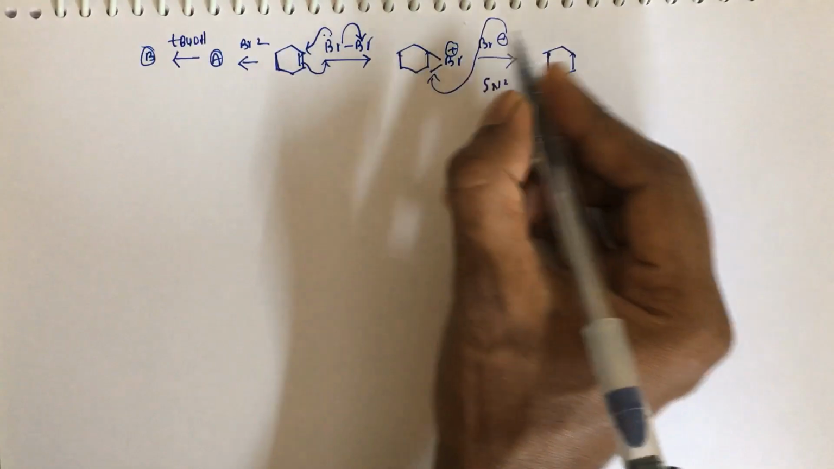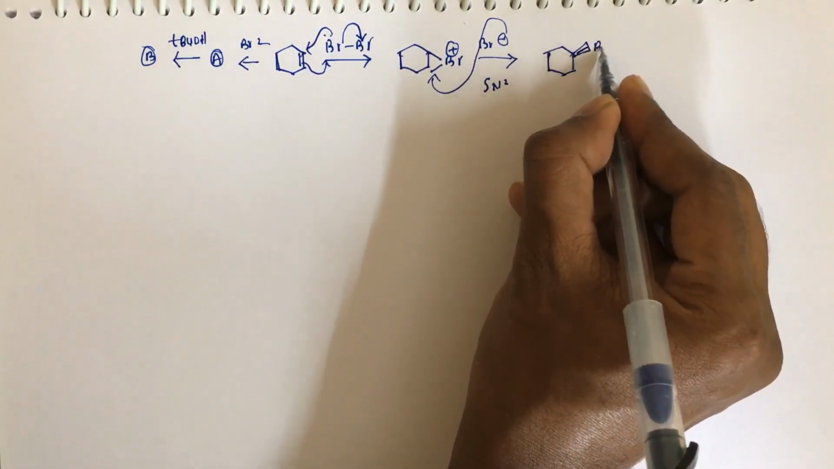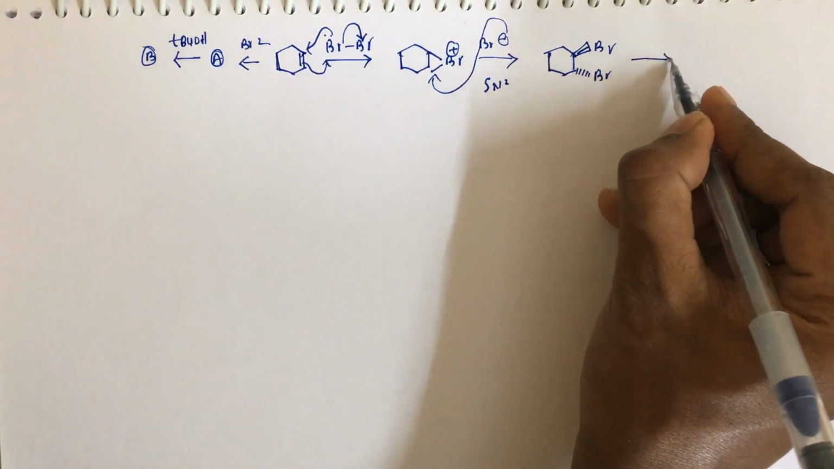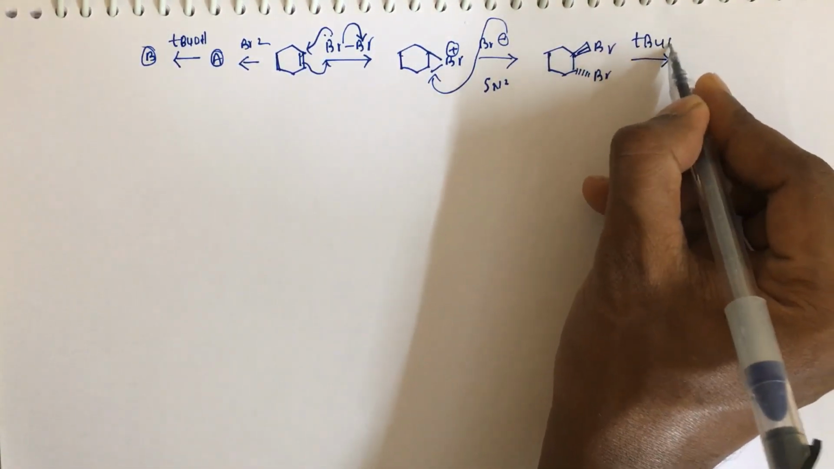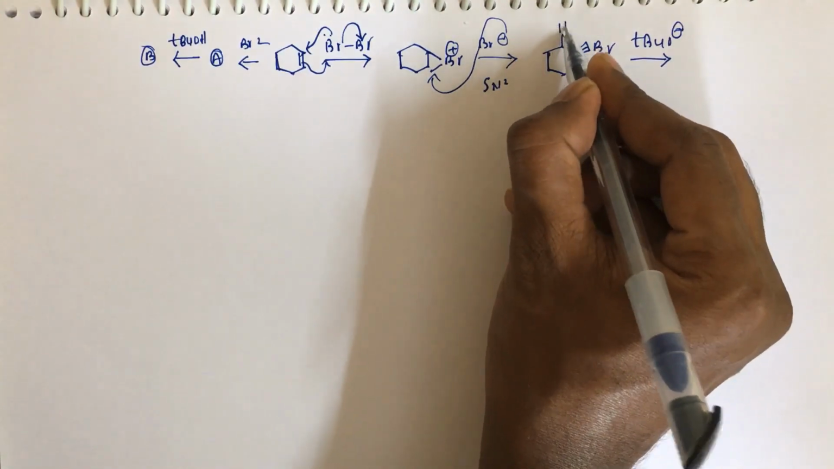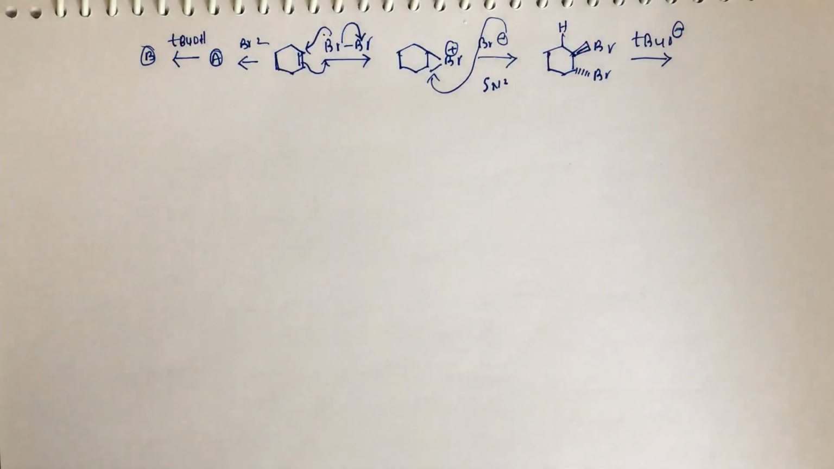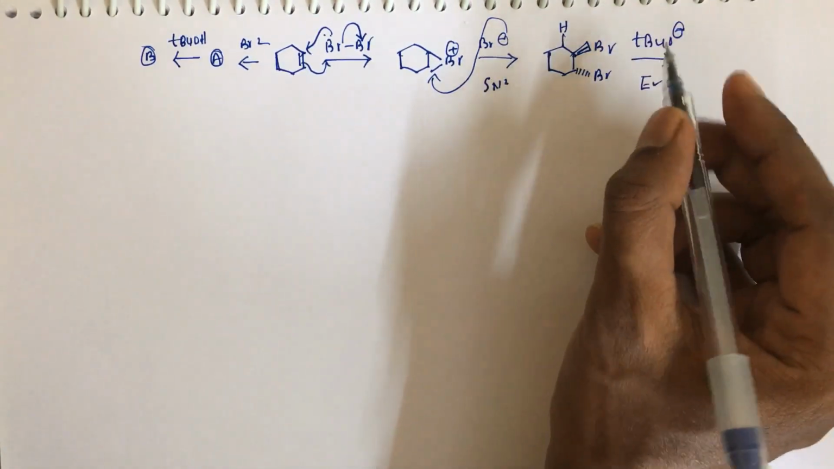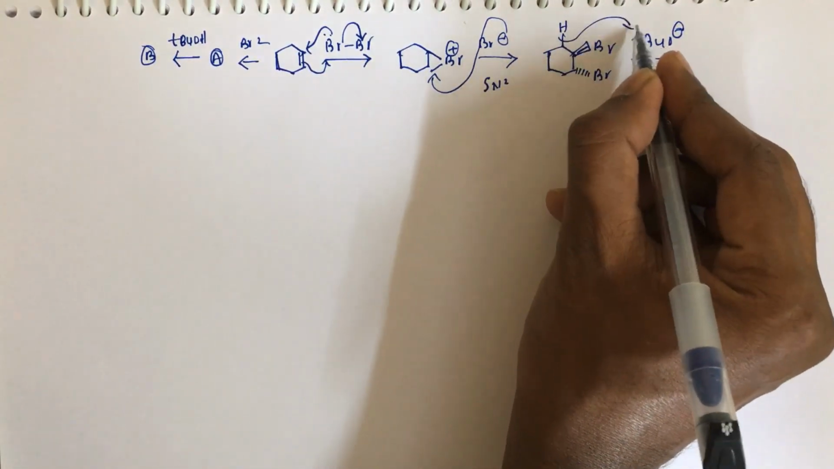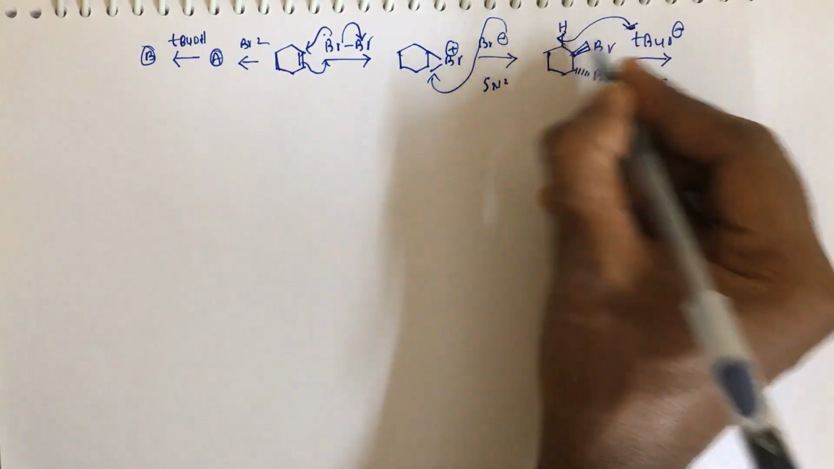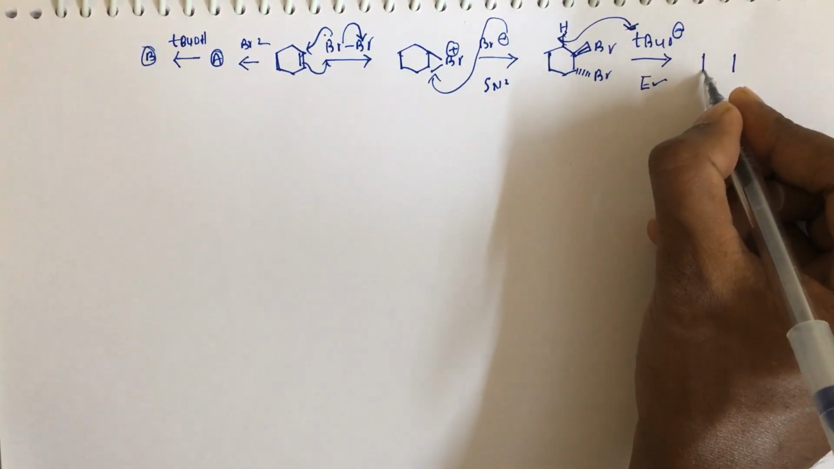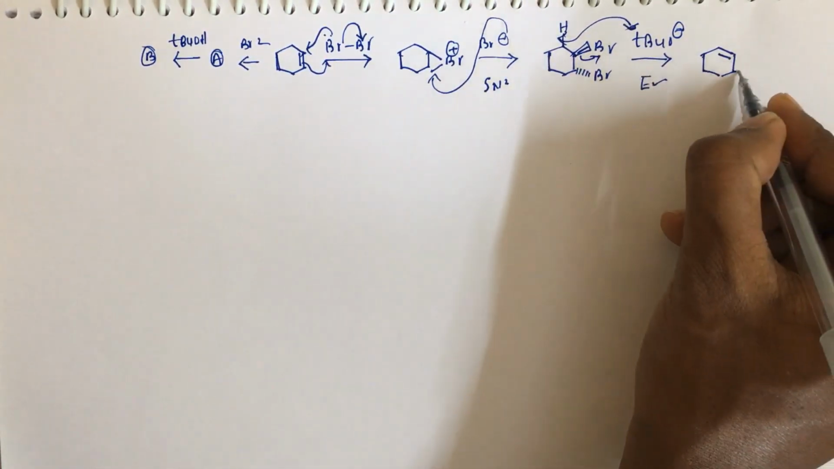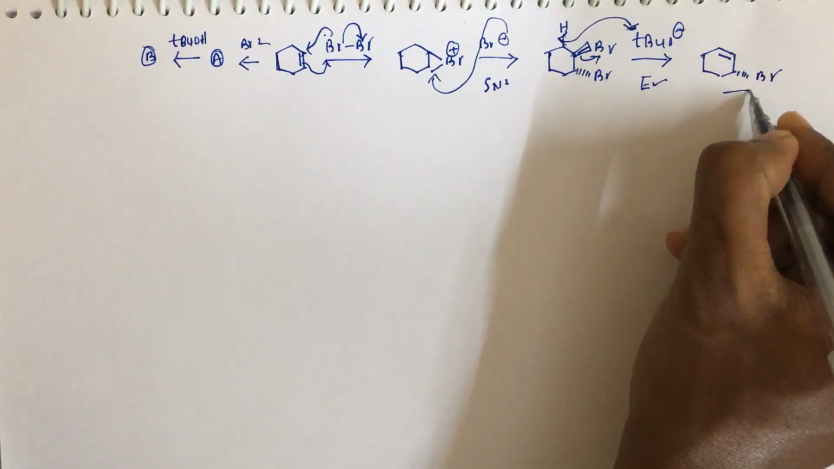So imagine that this is above the plane and this should be below the plane. Now here we have tertiary butoxide as a base. The base abstracts this hydrogen. So this cannot be a substitution. This has to go by elimination only, because the base is bulky here. So it abstracts this hydrogen, and the elimination of Br takes place, and here we are getting this compound.